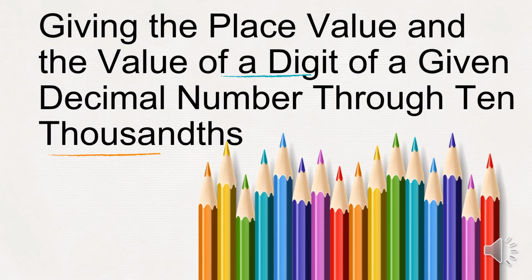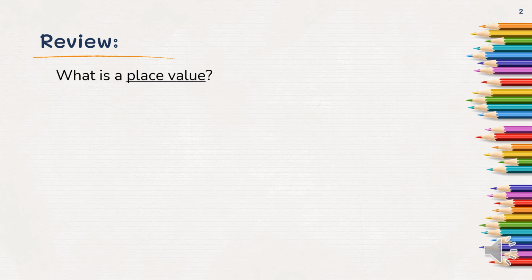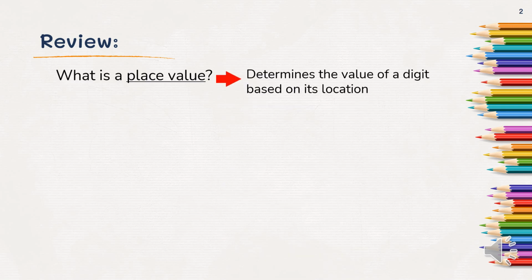Good day, everyone. So, our lesson for this week is giving the place value and value of a digit of a given decimal number through 10,000ths. Okay, now, so let's have a review. What is a place value? A place value determines the value of a digit based on its location.